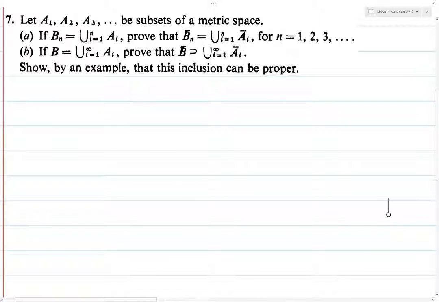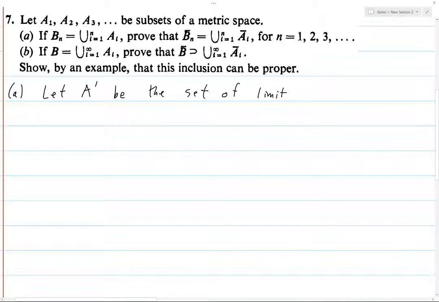Alright, so let's talk about how closures work. For part A, let's write out: let A' be the set of limit points of A. Note that then the closure of A is just the union of A with the set of limit points of A. Alright, so what are we trying to prove?